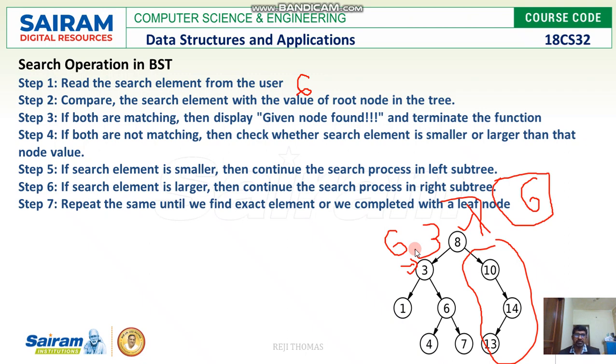So if you take this case, 6 and 3 are not matching. 6 is larger than 3, so you have to visit the right subtree. The right subtree is this. Next, again compare 6 and 6. When you compare 6 and 6, there is a match and print given element found. Very simple. We have successfully got this.